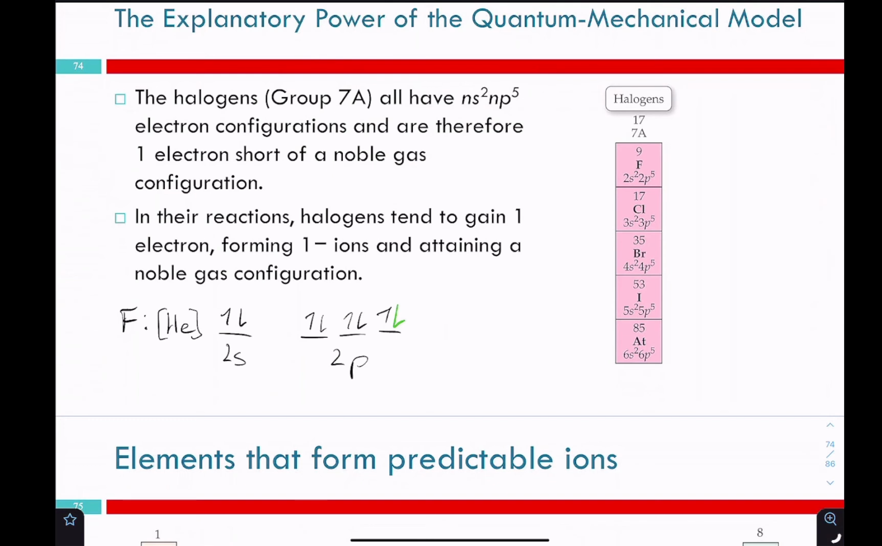If it can gain just 1 more valence electron, that will give it the same electron configuration as neon. And then what charge would it have? Sorry, so if fluorine gains 1 more electron, what would its charge be? Right, so we know that fluorine, chlorine, bromine, iodine, they all form 1 minus charges. And they're forming 1 minus charges because that gives them stable electron configurations. Makes them happy.